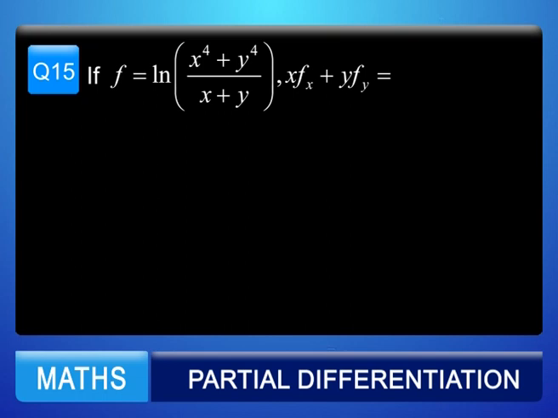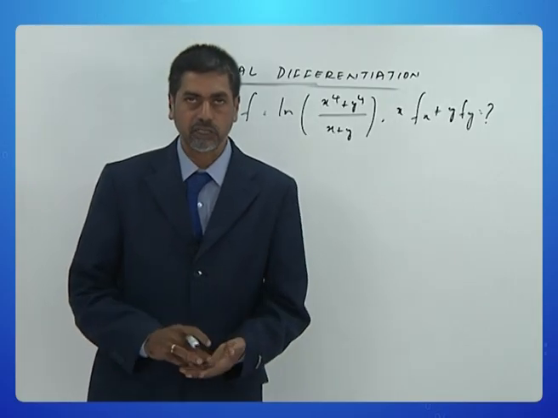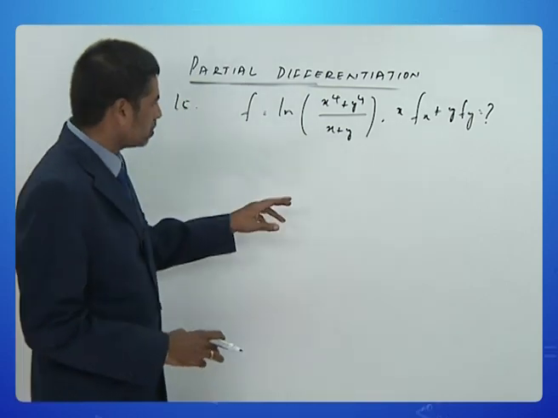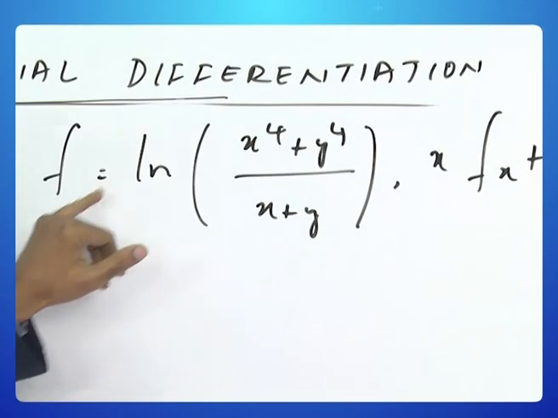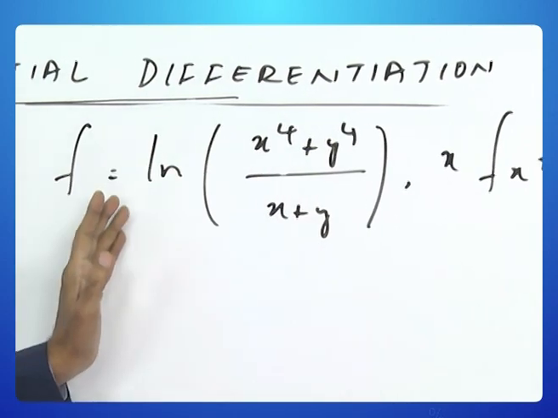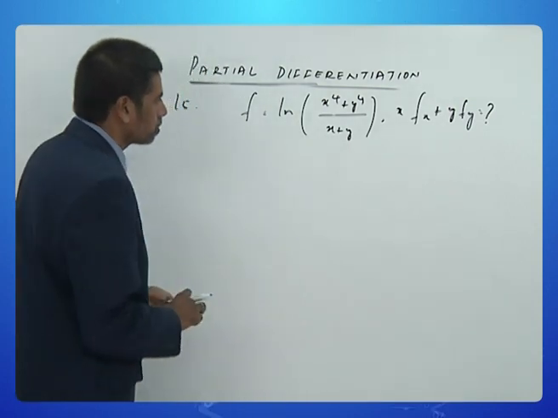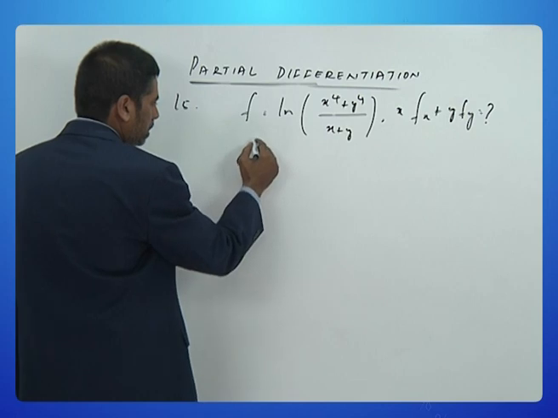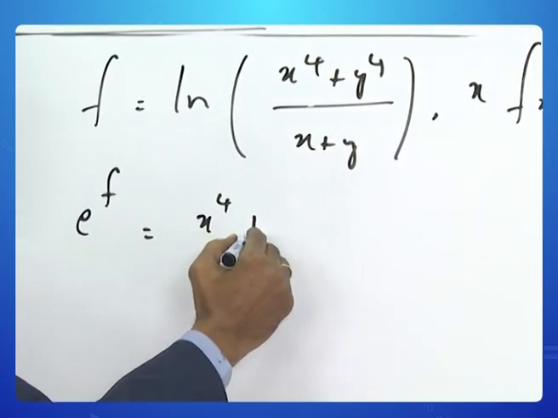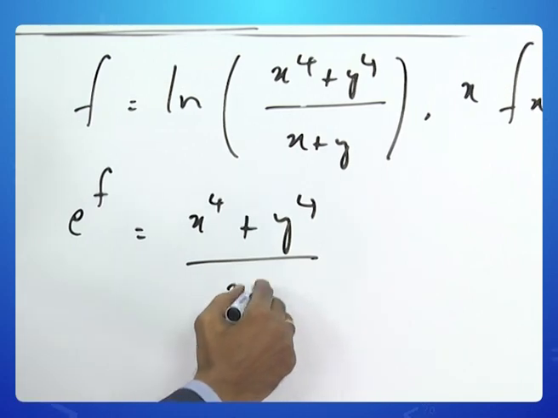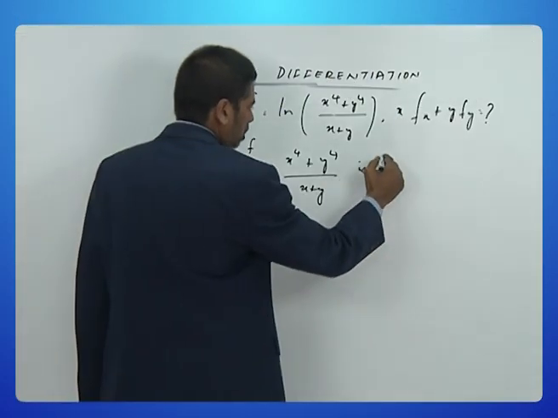In question number 15, f is given as the log of (x power 4 plus y power 4) by (x plus y), and the question is to find x f_x plus y f_y. A problem where the extension of Euler's theorem can be used. Observe that without this logarithm, f would be homogeneous, but f as a logarithm of this will not be homogeneous. So what we do is, we write the same thing as e power f is equal to (x power 4 plus y power 4) by (x plus y). So this is now homogeneous.